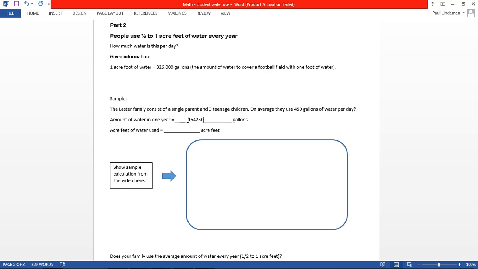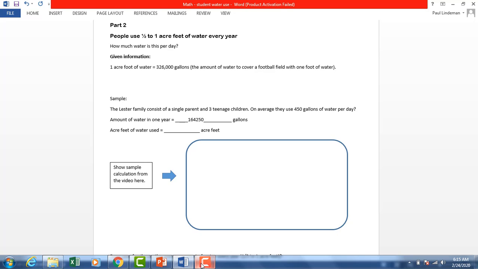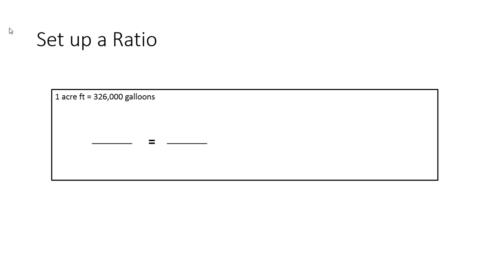164,250. Right. And then what we're going to do is we're going to figure out how many acre feet that is and see if it's close to a half or 1, which is the average. Okay, so to do that, I'm going to do the sample problem. You're going to record that information here, so make sure you have this out and ready to go. And here we go, we're doing the sample problem.